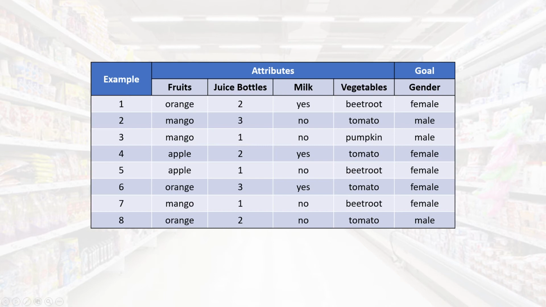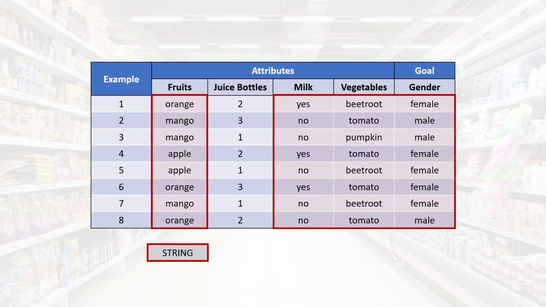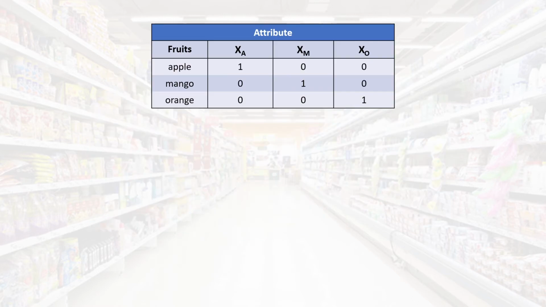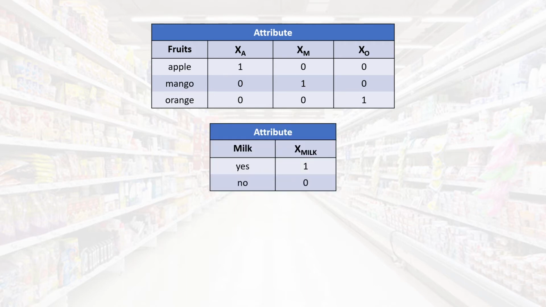We have a problem in our dataset. We have string values and also integer values. We have to transform these attributes into numeric inputs to make it consistent. How shall we do that? For the fruits attributes, let's use XA, XM, and XO as inputs for apple, mango, and orange respectively. This scheme will help us to convert the string to numeric input. For the milk attribute, we can use 1 for yes and 0 for no.